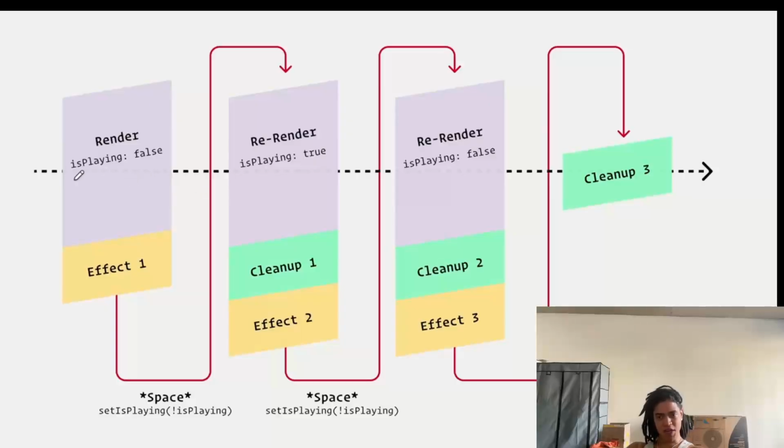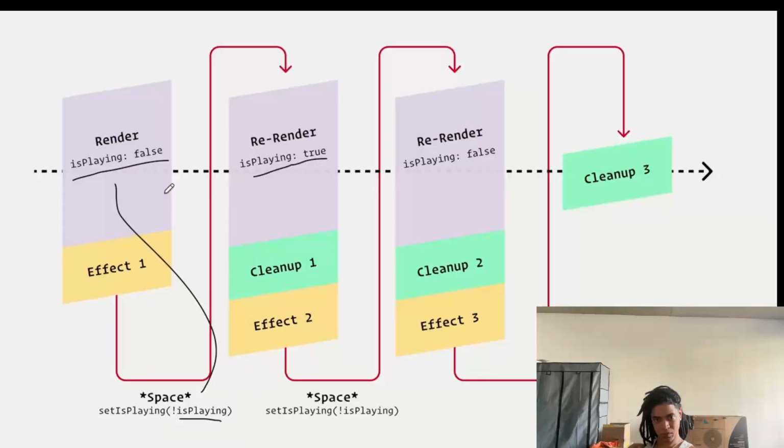Things in this one actually work pretty similarly at first. My first snapshot, isPlaying is set to false. We run our effect, which starts our event listener. We press the spacebar key. We access the isPlaying variable from this snapshot. We flip it to true. The component re-renders with isPlaying as true. So far, all of this stuff is the same.